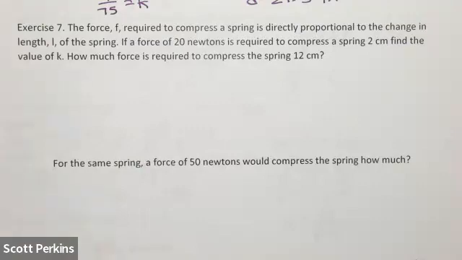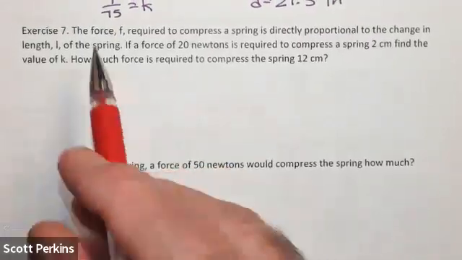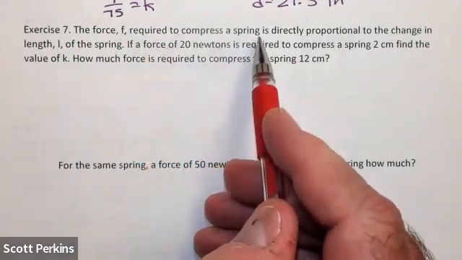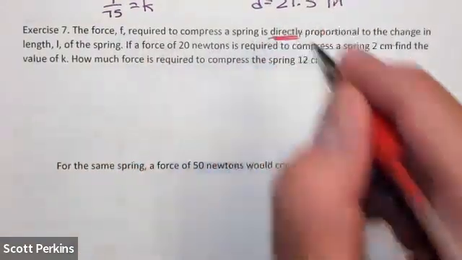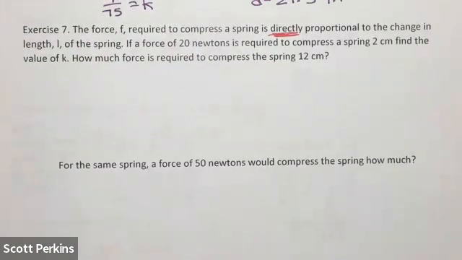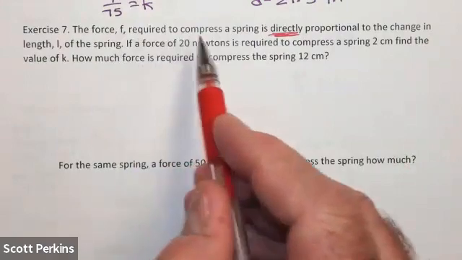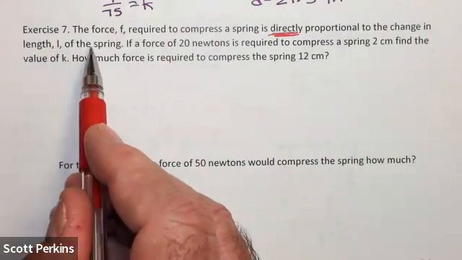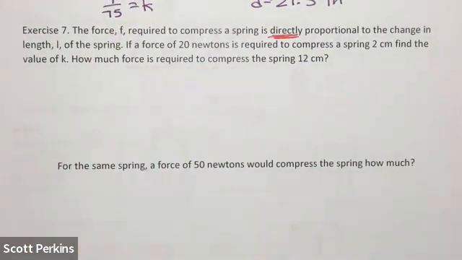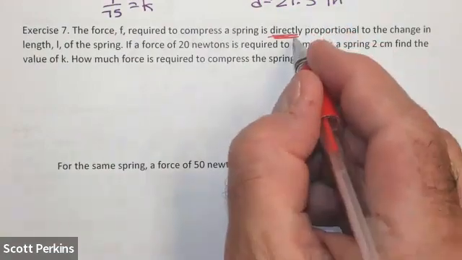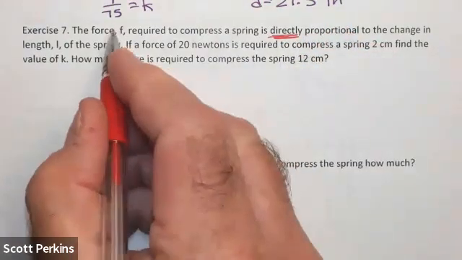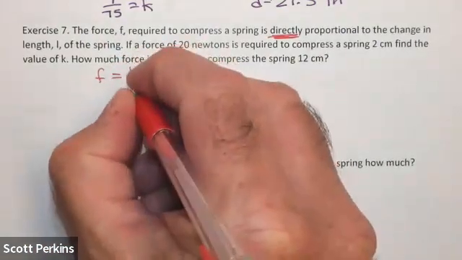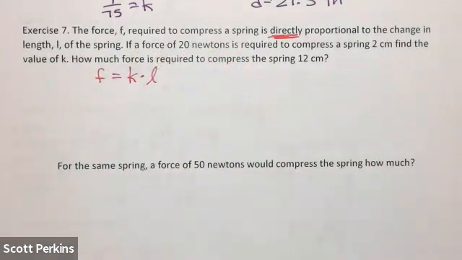All right, so let's see how you're doing and ask me any questions that you need to. So this one says the force F required to compress a spring is again directly proportional, directly related. So it's the same thing we just did on the previous problem. So the force required to compress a spring is directly proportional to the change in length L of the spring. So I'm going to stop and translate this into my equation based on the fact that the relationship is a direct relationship. So that means the force F is directly related to the length. So that is K times the length, L.